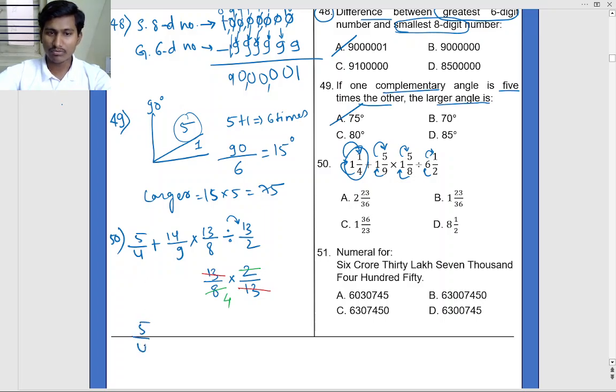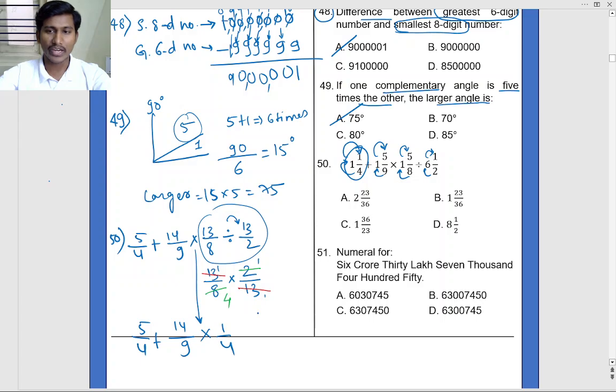So 5 by 4 plus 14 by 9 into the whole answer here. So 4 is there, so 1 here, 1 here, 1 here, also 1. So 1 divided by how much? Into, everything you write the same way. Into how much? This answer is 1 by 4, because here 1 one is how much? That is 1 only. And then 4 ones are 4. So 1 by 4 will come. So then what will be the answer here? We have to add it out.